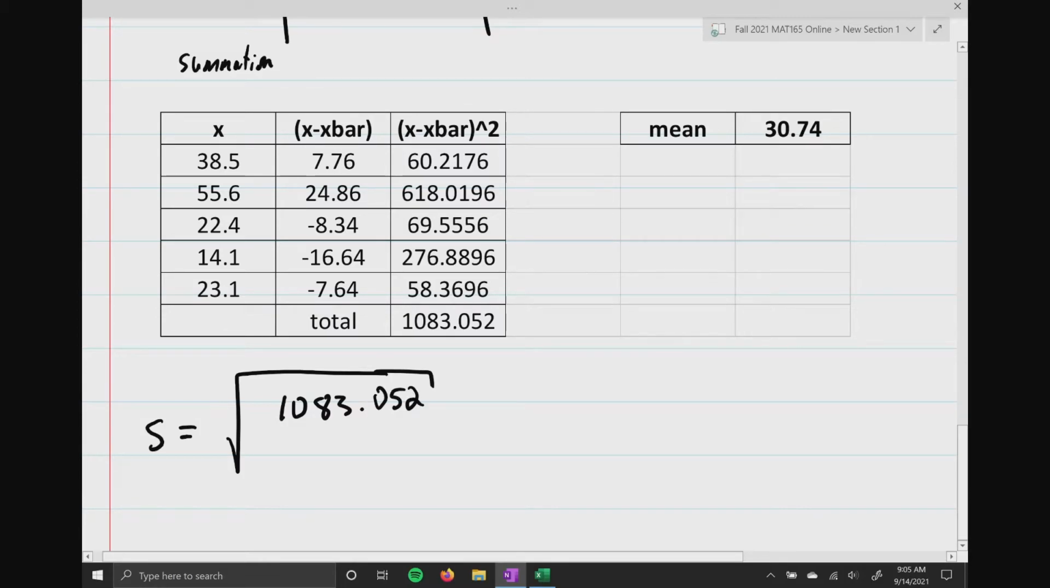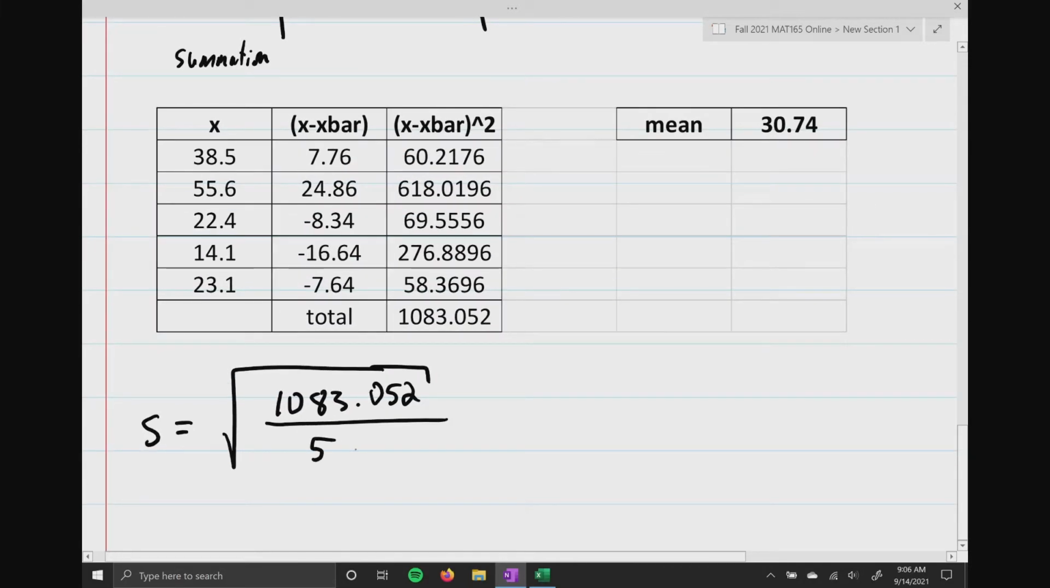Now, what's really nice about this data set is that it's very small. It's only 1, 2, 3, 4, 5 values, so doing this by hand will not take a lot of time. The hard part is, what if you have 100 data values? Then you want to start using a tool to help you. So we need to divide this by n minus 1. Since we have 5 data values, it's going to be 5 minus 1. So s is going to equal the square root of 1083.052 divided by 4. If you just give me a second here, I'm going to go ahead and calculate this in my calculator.